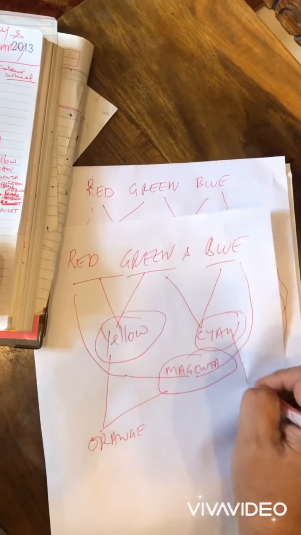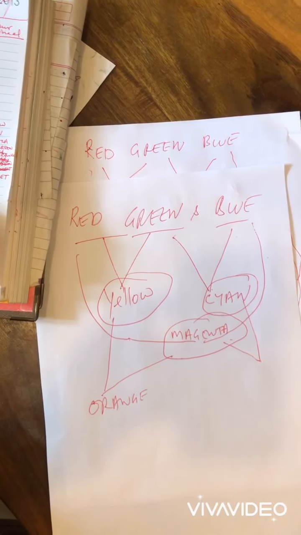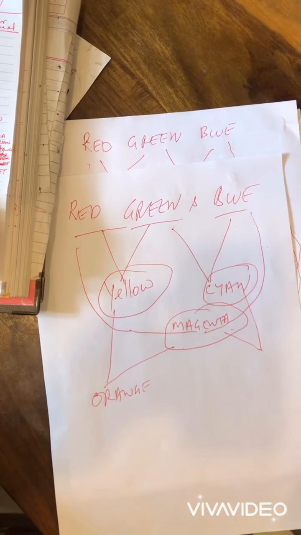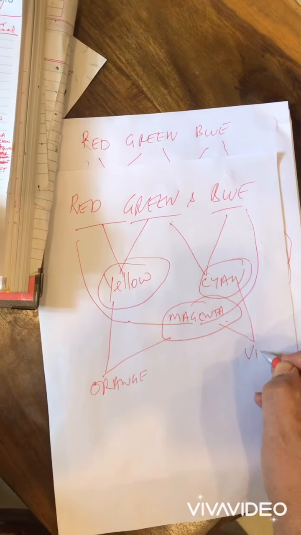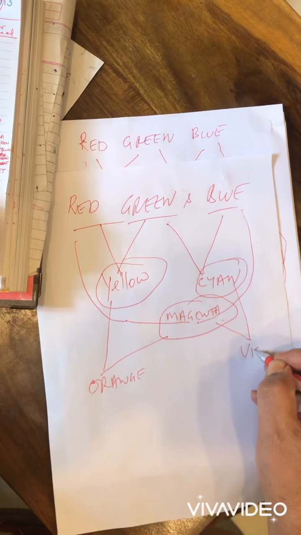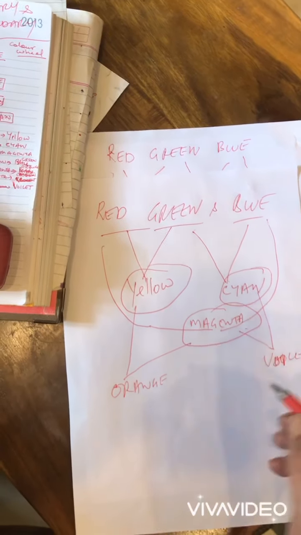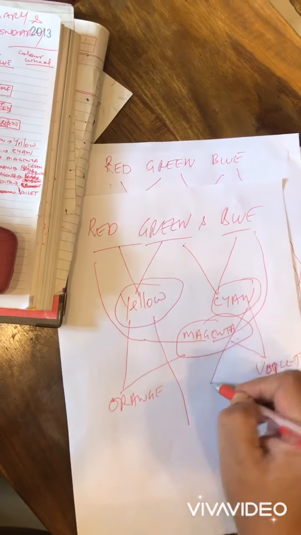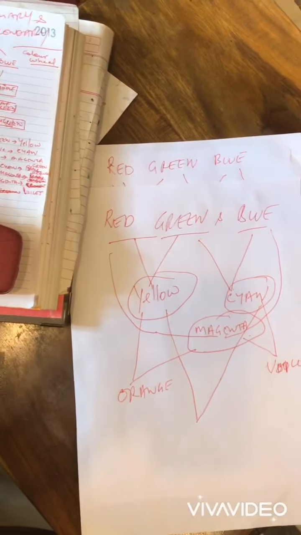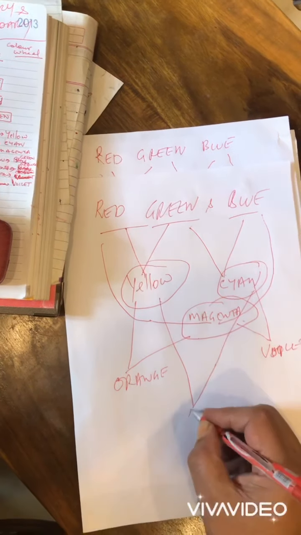When we mix cyan and magenta together, it's like a turk and a magenta, it gives a new color, it's called a violet. And when we mix a yellow and cyan together, it gives a green color.